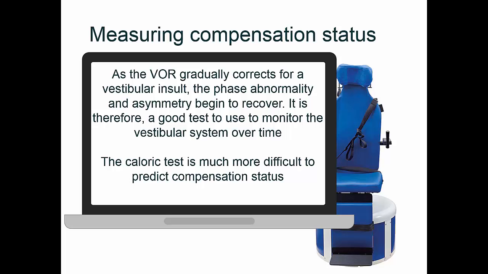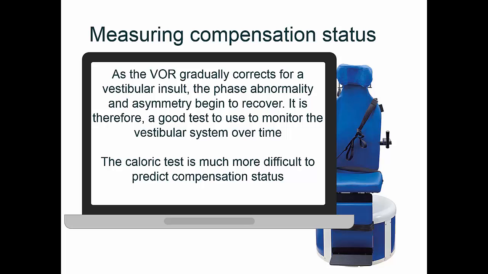So we can use the rotary chair test, and what we can see is that as the VOR gradually corrects for a vestibular insult, the phase abnormality and the asymmetry begin to recover. So we can use the rotary chair test to measure the vestibular response over time. The caloric test is much more difficult, and it's not a very comfortable test to put the patient through. So a rotary chair test gives a lot of information regarding the mid-frequency vestibular response.